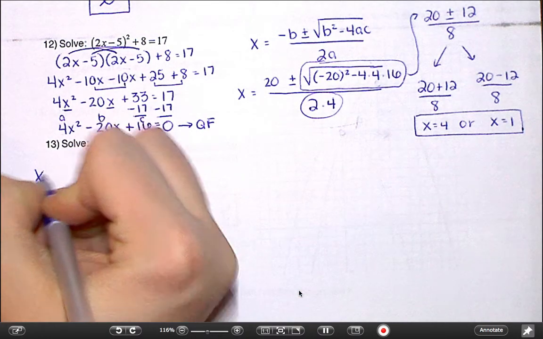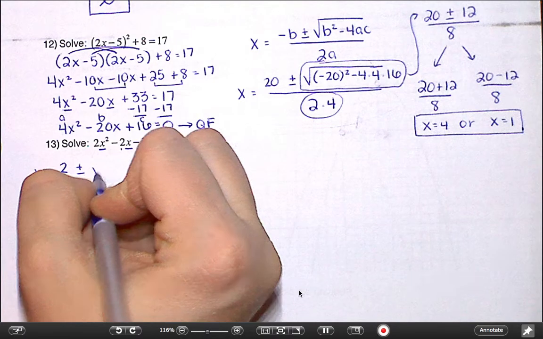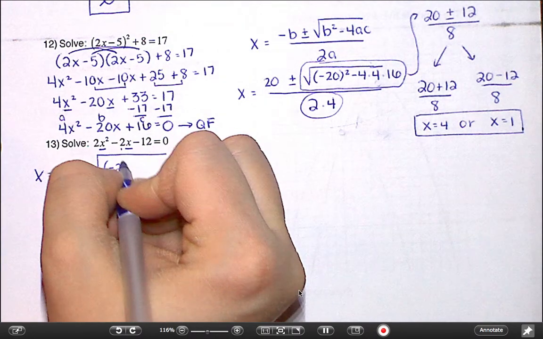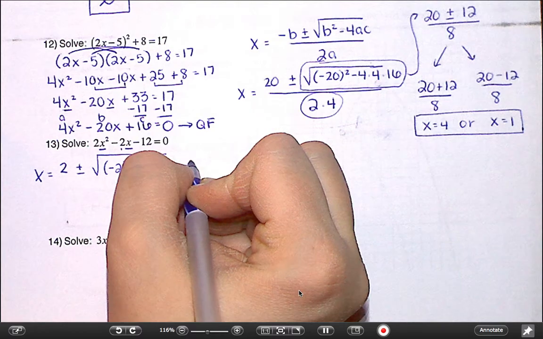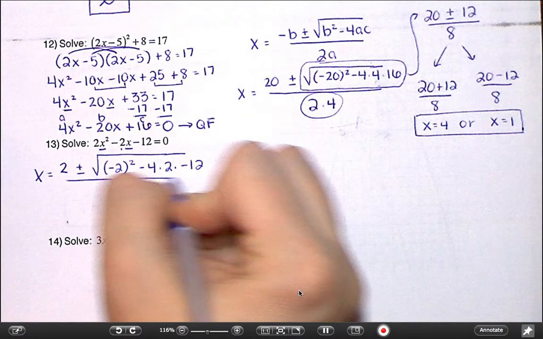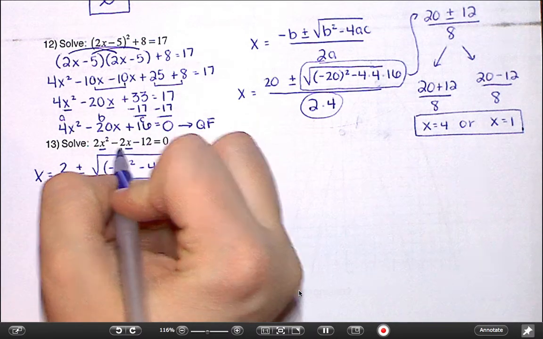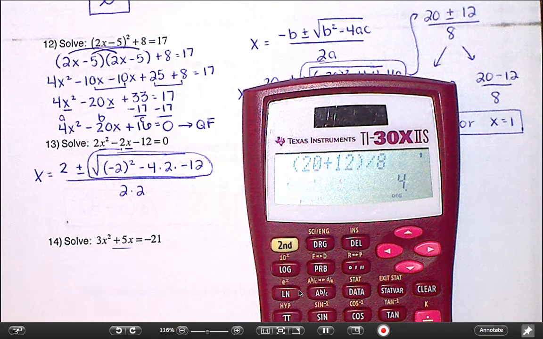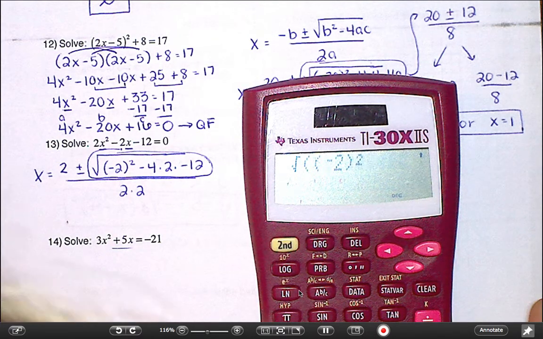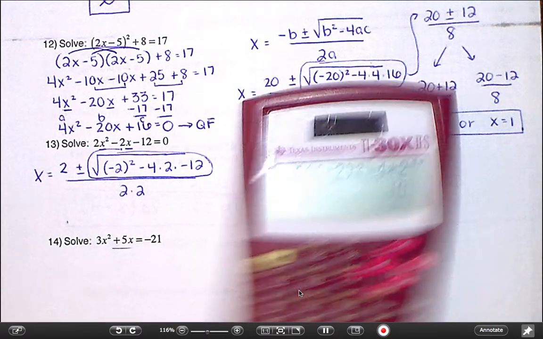So I would say x equals, again, negative b, which would be a positive 2, plus or minus the square root of negative 2 squared minus 4 times a times c, all over 2 times 2, because that's my a value. I'm going to start with the square root piece. Remember, negative 2 gets its own little set of parentheses: negative 2 squared minus 4 times 2 times negative 12, and I get 10 as my square root there.